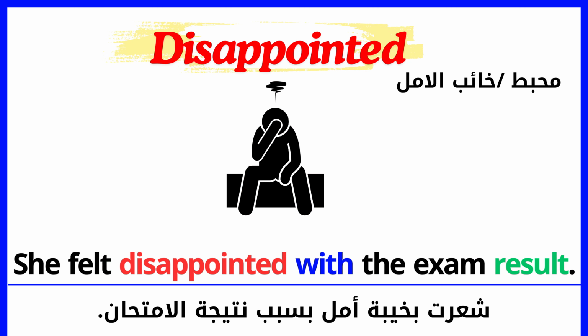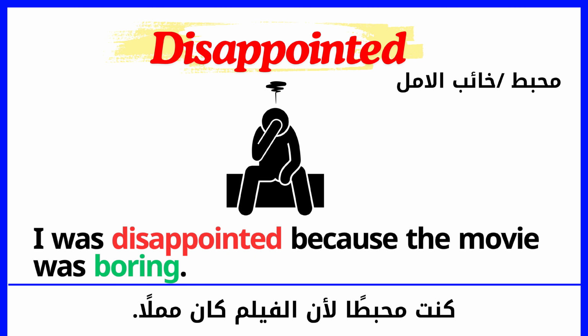The next word is disappointed. Disappointed. For example, she felt disappointed with the exam result. Again, she felt disappointed with the exam result. Another example is, I was disappointed because the movie was boring. Again, I was disappointed because the movie was boring.